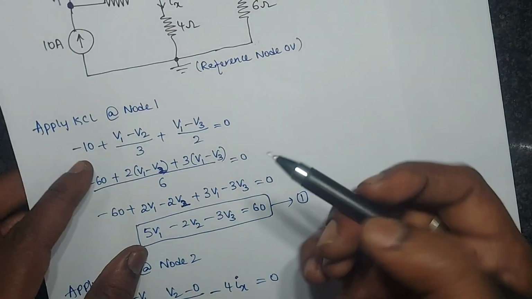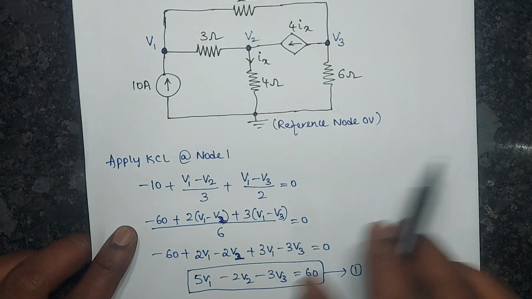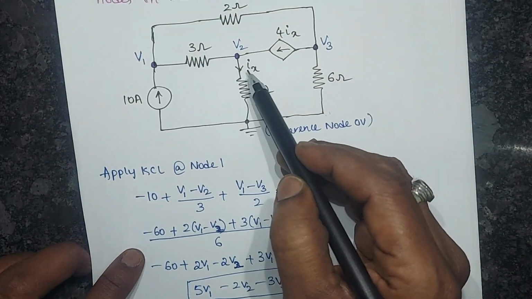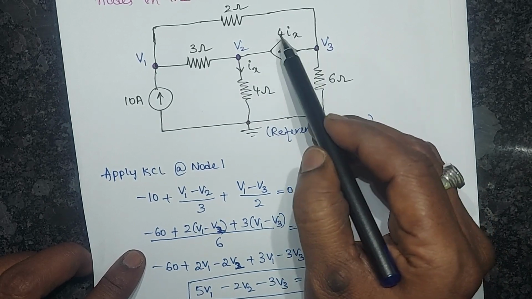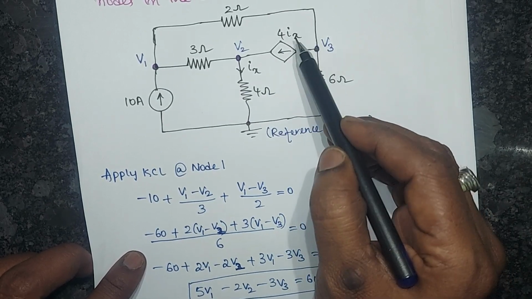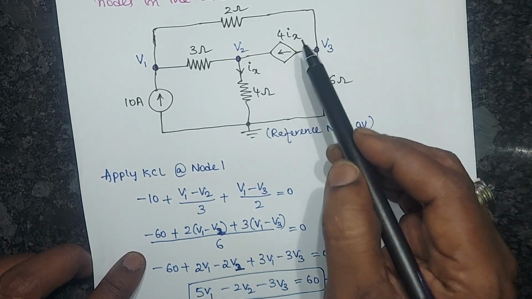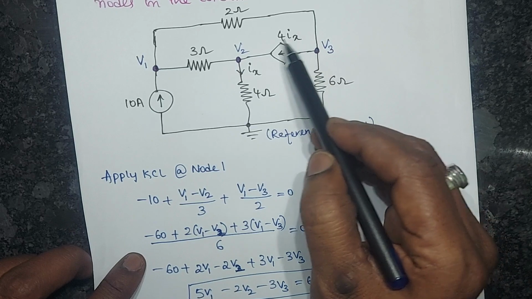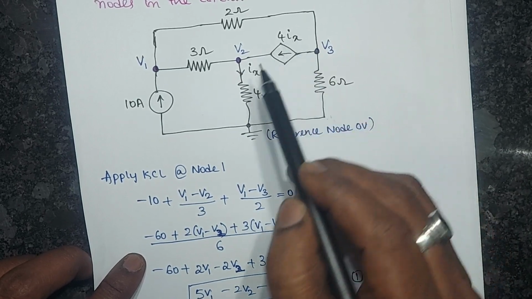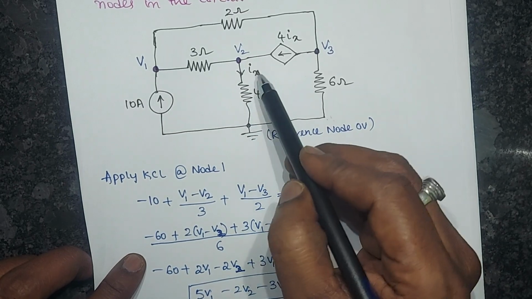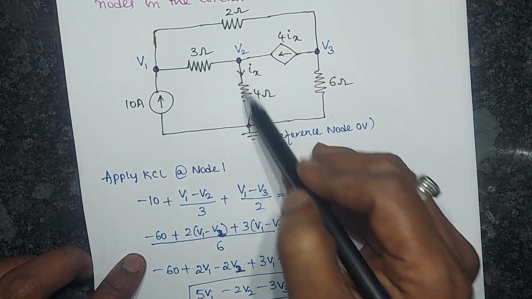So who is ix? First of all, what is ix here? The Ix value is mentioned in this one. Here this is a dependent source. What does dependent mean? Its value will depend on the other parameter. Okay, so what is the value for ix? Ix is mentioned in the circuit diagram. Ix is the current flowing in the 4 ohm resistor.